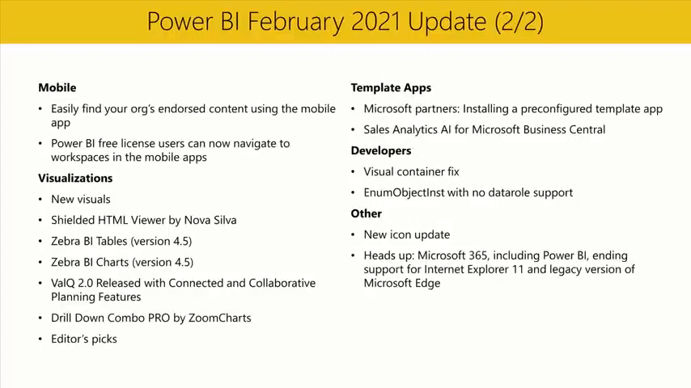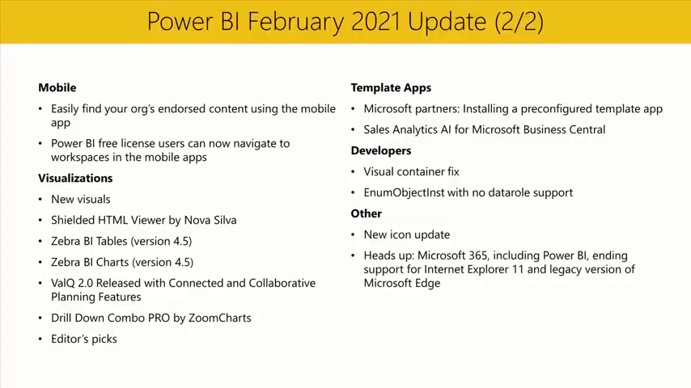In the mobile section, you can now easily find your organization's endorsed content in the mobile application. Content that's been promoted or certified in the service is now tagged in the app with a badge. Report creators promote their content to show that it's ready for you to use, or certify their content to show that it's been approved by your organization.